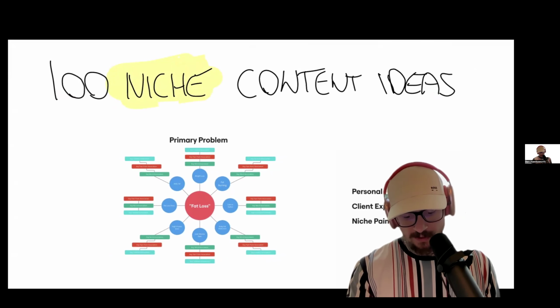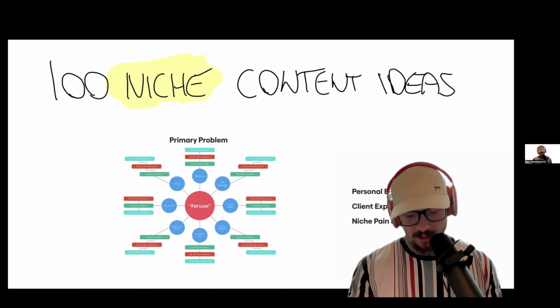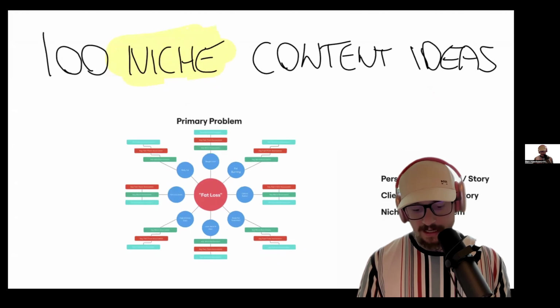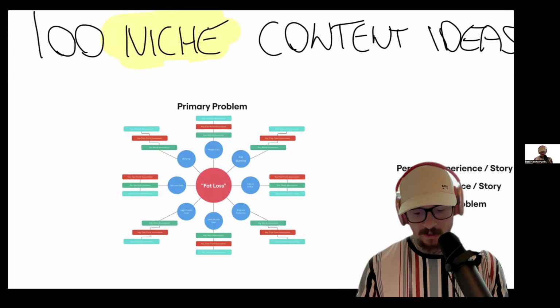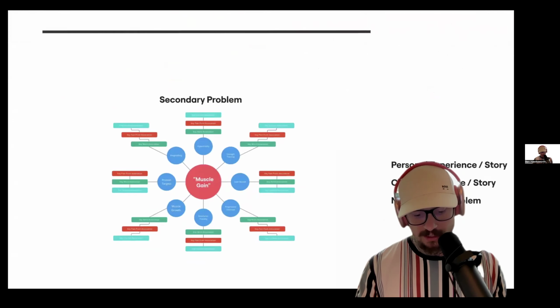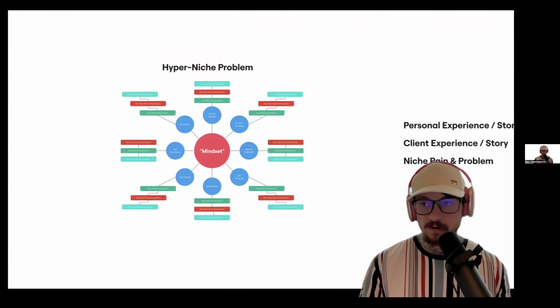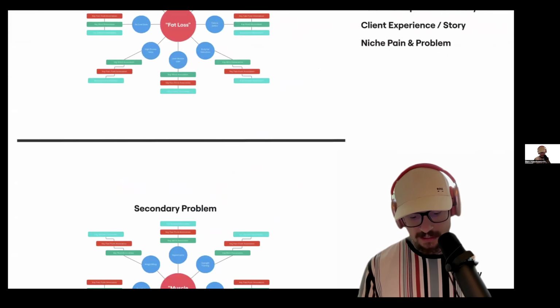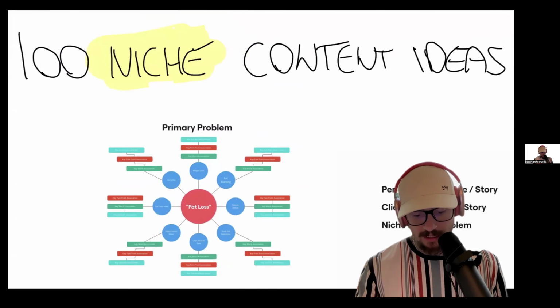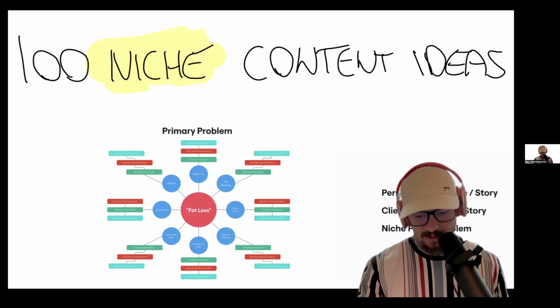So what I've put together is a bit of a diagram for you, which explains how you can look at a creative mind map using a niche primary problem, a niche secondary problem, alongside hyper-focused niche problems. As an initial starting point, I'm going to break down what I actually mean by this, because I think this is really important.